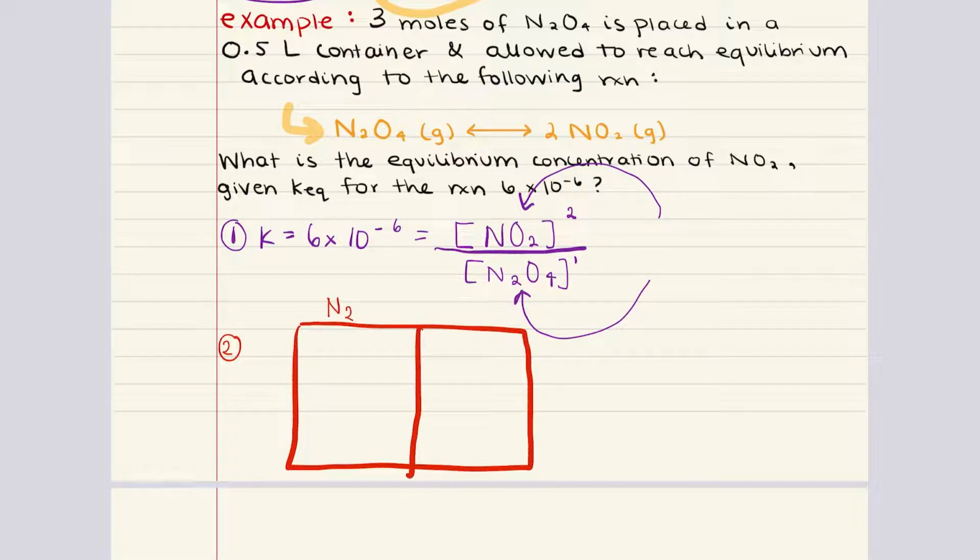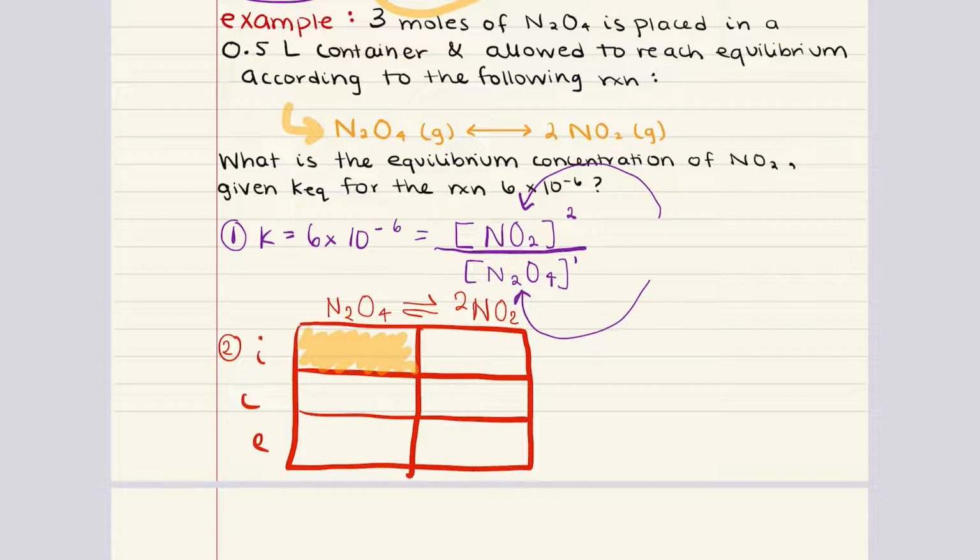We have dinitrogen tetroxide, and 1 mole of that gives us 2 moles of nitrogen dioxide when it reacts. And we're trying to figure out the initial, the change, and the equilibrium. So we are given information to figure out our initial concentration of our reactant dinitrogen tetroxide. We're not given the concentration explicitly, but we're given just enough information to calculate it ourselves.